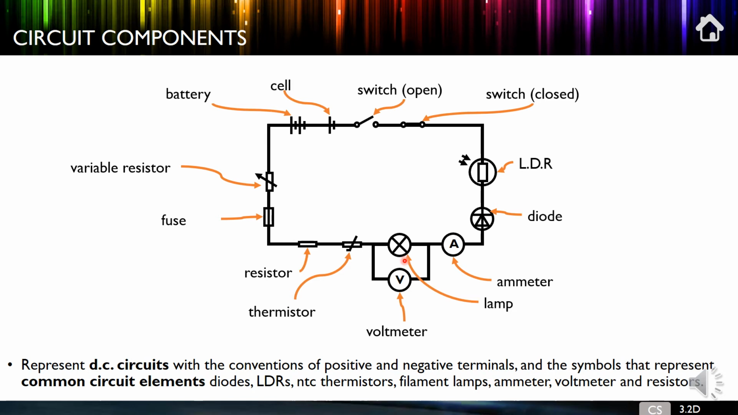So we've got a lamp here, a thermistor, which we'll look at in more detail in a second, a normal resistor, a fuse, which we'll look at in another video, a variable resistor we've just talked about, a cell, and then if we combine cells, we get a battery.